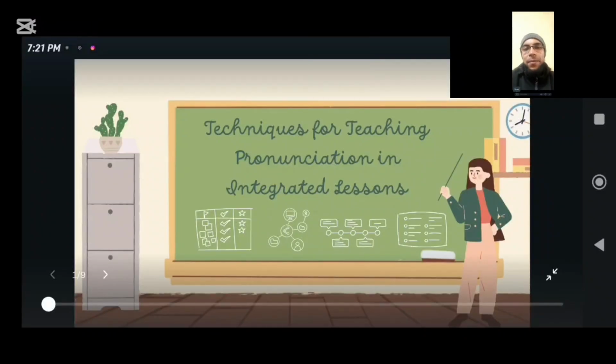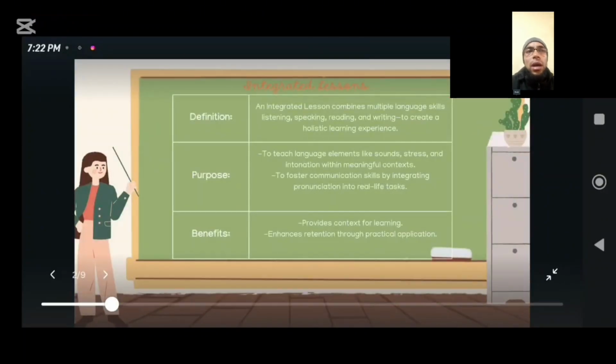Hello everyone, my name is Alejandro Ponce and today I will be discussing techniques for teaching pronunciation as part of an integrated lesson plan. We will focus on vowels, consonants, intonation, and stress, all of which are crucial for effective communication in English. Let's start by defining what an integrated lesson is and why it's so important.